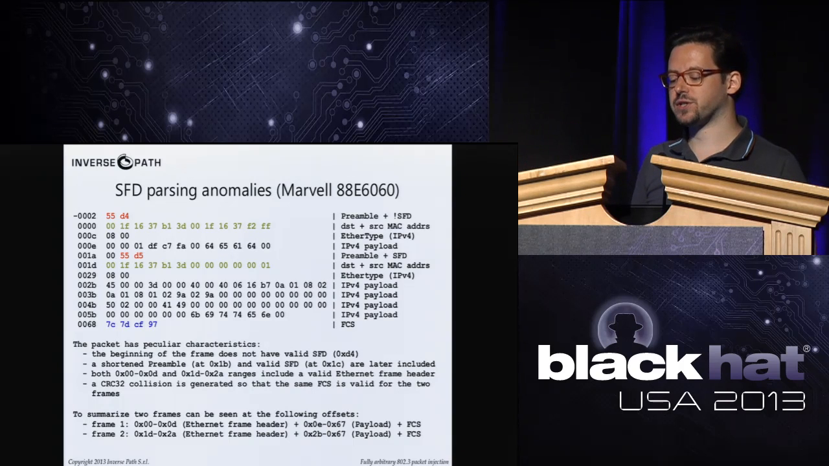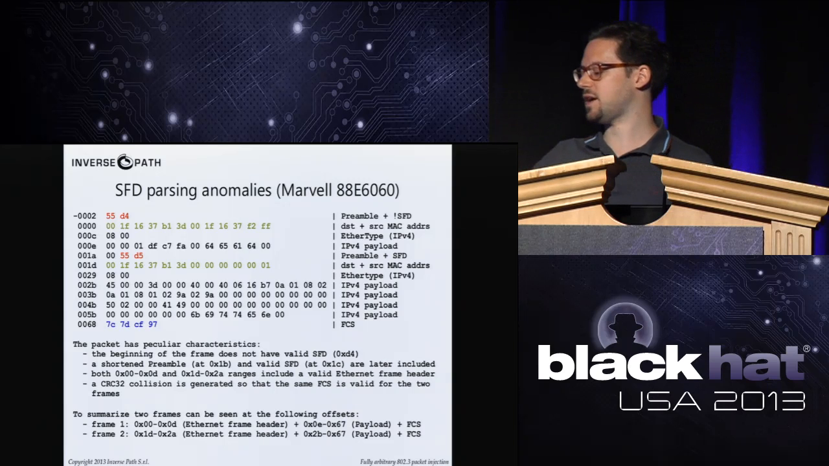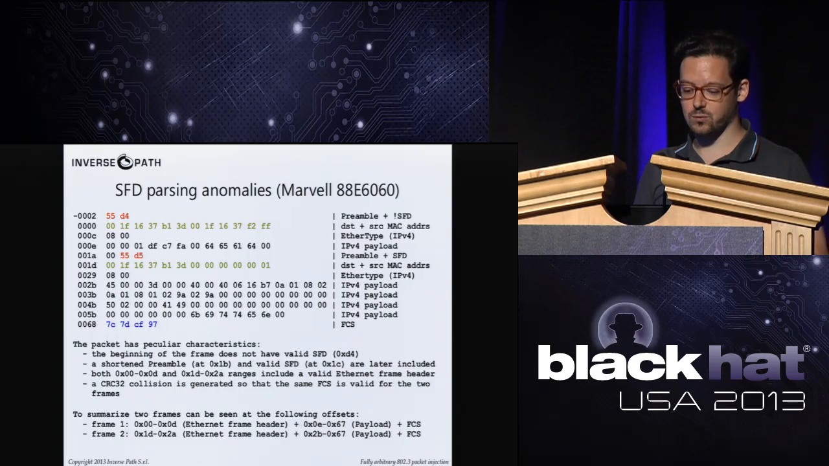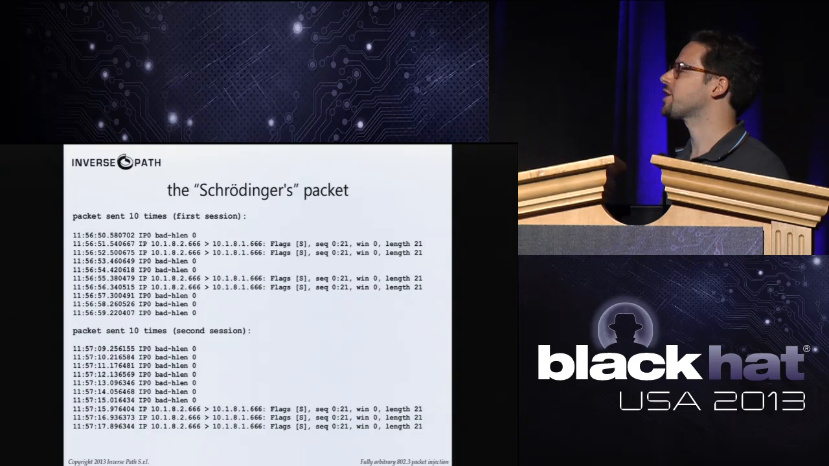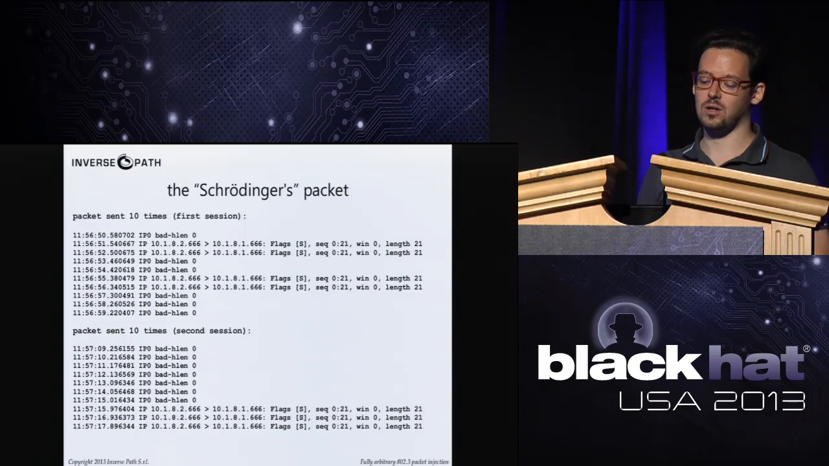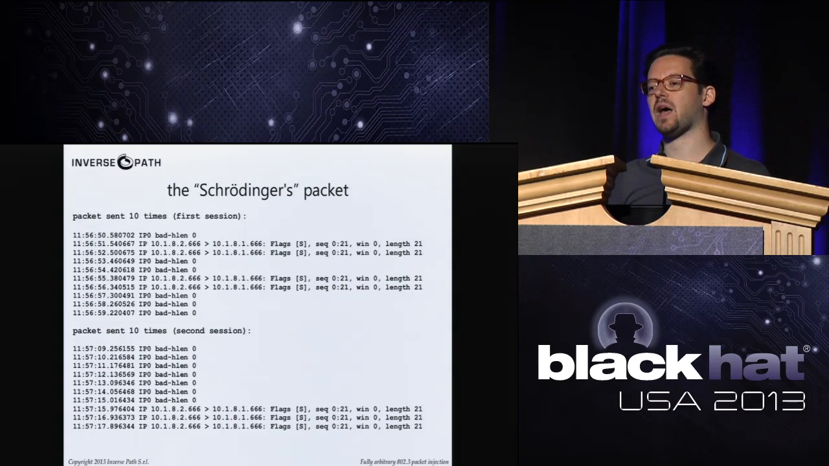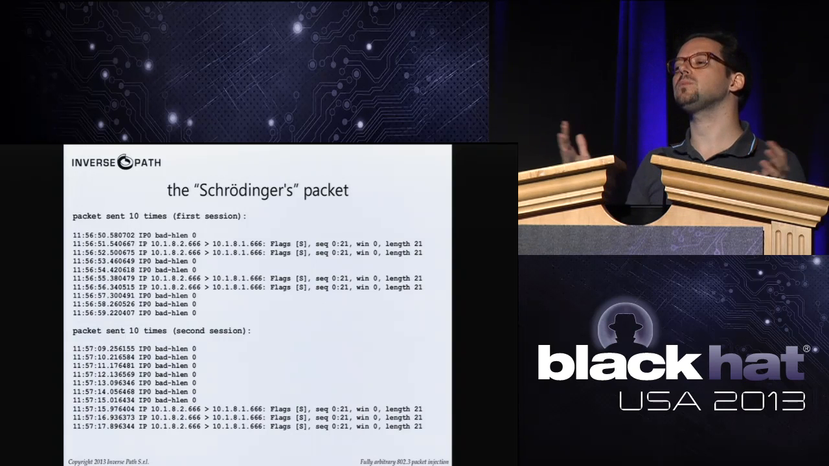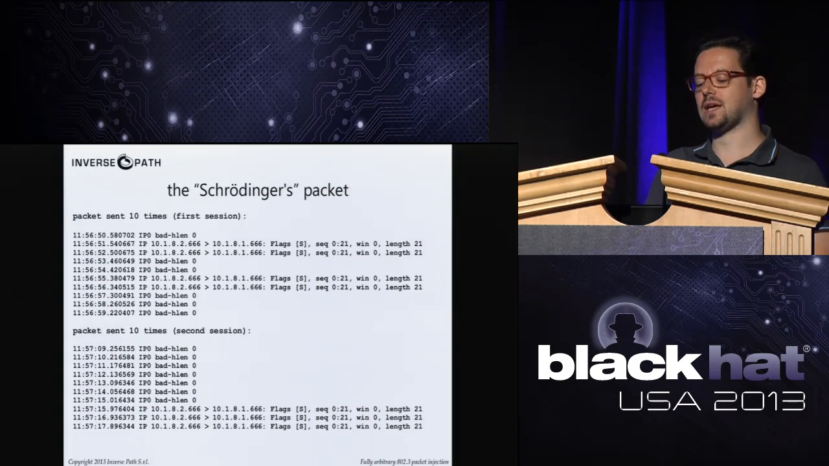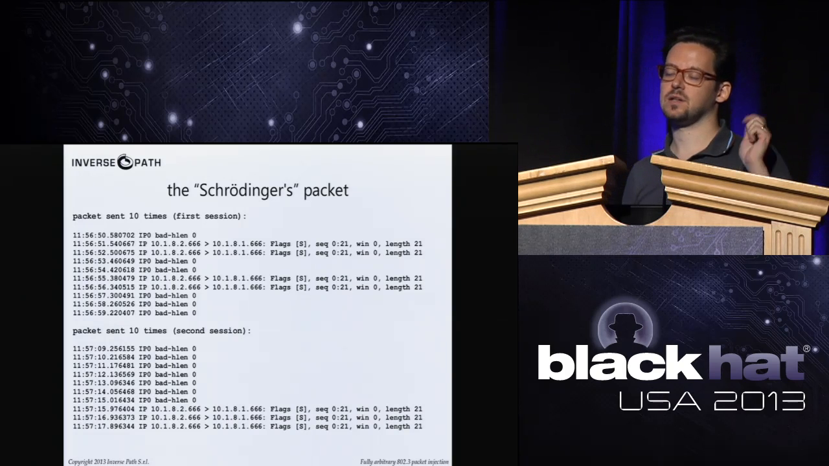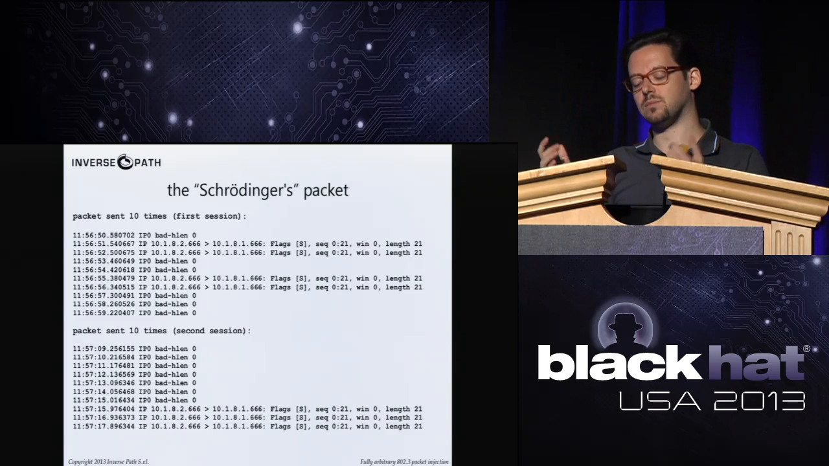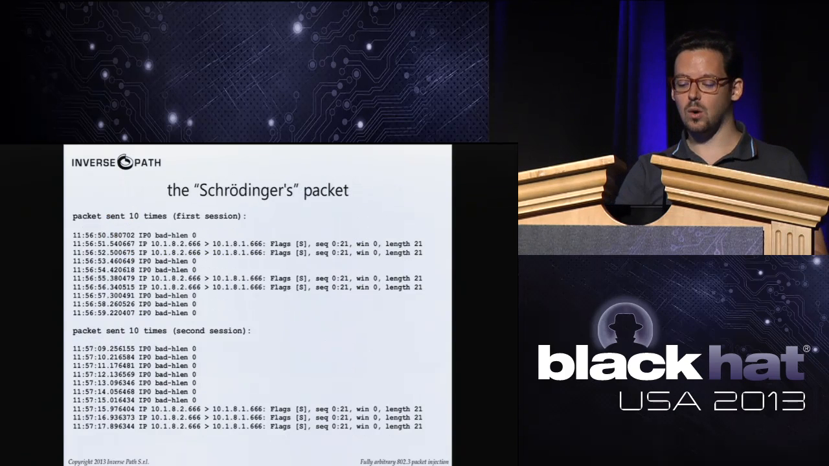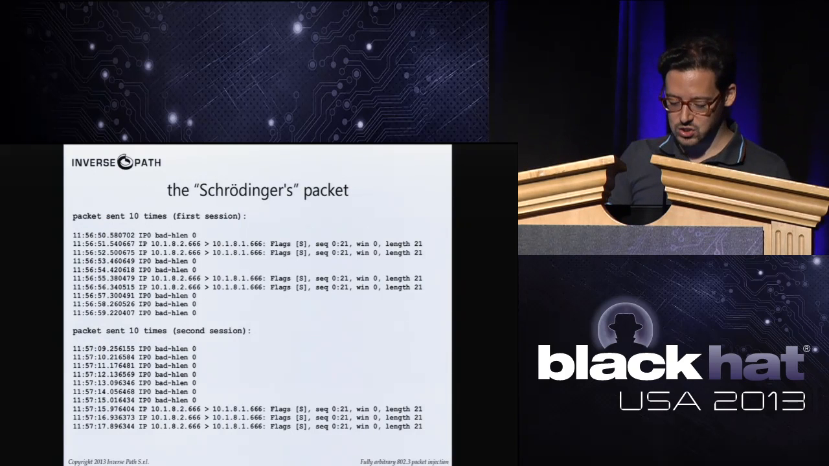But there is a certain class of devices, for instance the Marvell 88E6060 embedded switches, present on many devices. We have one here, a TP-Link router, which has unusual behavior. We call it the Schrödinger's packet. When you send this packet, no matter the rate at which you send it, it will get randomly aligned at different offsets. You might get 4 cases aligned at 0, and the other 6 cases aligned at 1D, and this happens randomly. So let's try to demo this.